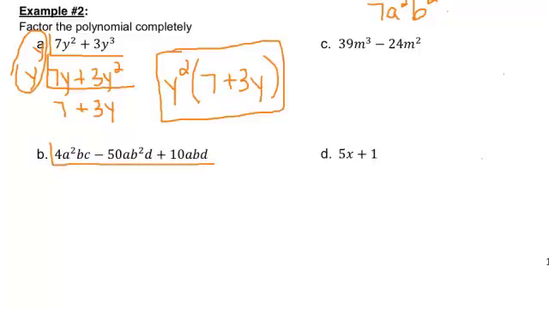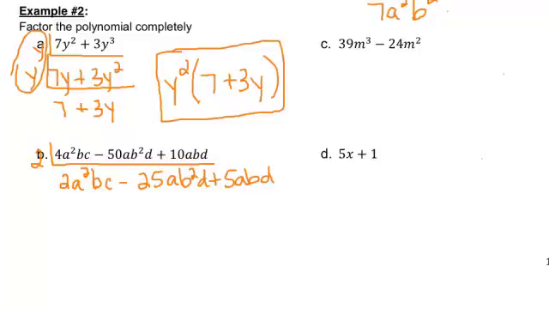Now the first thing that I noticed that these have in common is that they are all even numbers. So 4, 50, and 10 are all even. So I'm first going to divide out or factor out a 2. That leaves me with 2a squared bc minus 25ab squared d plus 5ab d. So that's the first step.